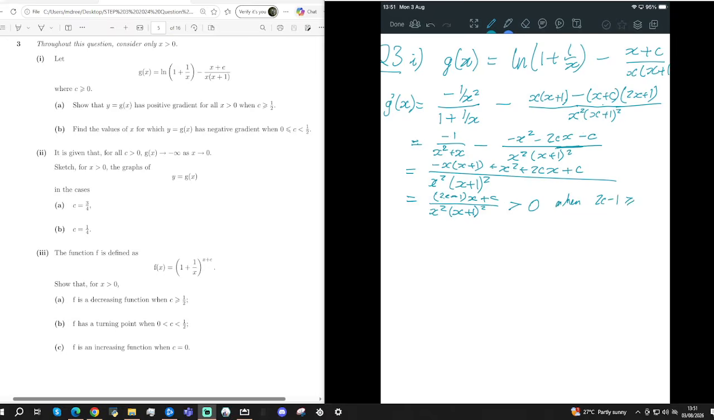2c minus 1 is greater than or equal to 0, i.e. c is greater than or equal to a half, as c is greater than 0, x is greater than 0. So as we already have the x and c being positive, we can just look at the coefficient of the x and put a condition on that. So let's actually answer the question. Thus, g of x is increasing when c is greater than or equal to a half.